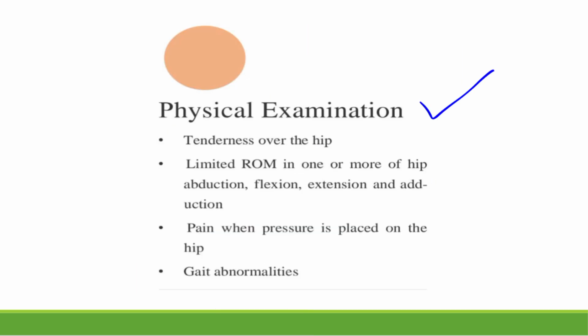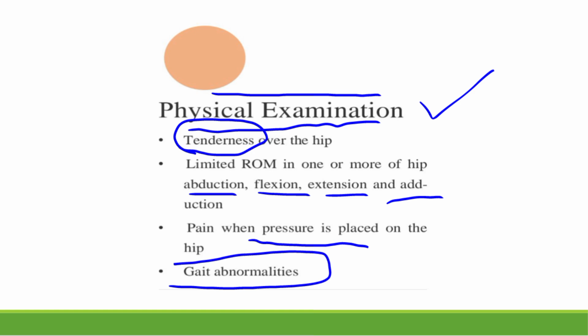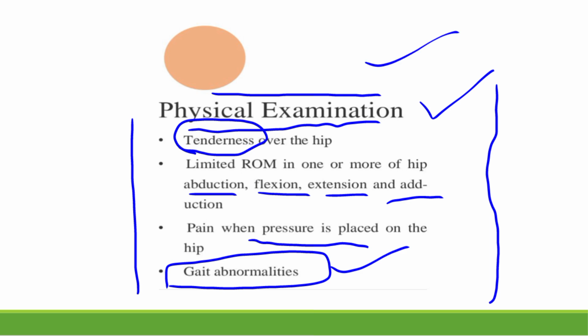What is the physical examination? Physical examination is very important for every disease. Tenderness over the hip. Tenderness means the patient feels pain when we palpate over the area. Limited range of motion in one or more of the hip movements: abduction, flexion, extension and adduction. There is pain when pressure is applied on the hip, and there is also a gait abnormality. The walking pattern of the patient is abnormal. These are the physical examination findings of hip osteoarthritis.